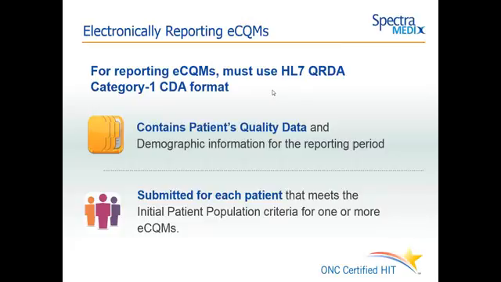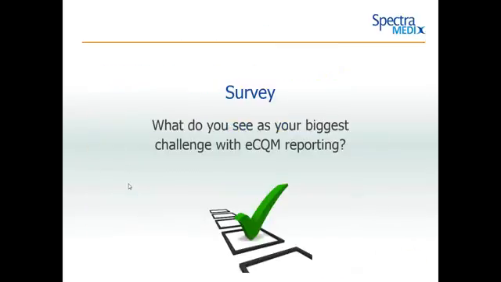CDA stands for Clinical Data Architecture format. And that contains all of the patient's quality data, and also the demographic information. That needs to be reported to CMS for that particular reporting period. So in our example, for HIQR, MU, or TJC, it's Q3 or Q4 of this year. And the QRDA1 will be submitted for each patient that meets the initial patient population for one or more of the eCQMs. Next slide, please.